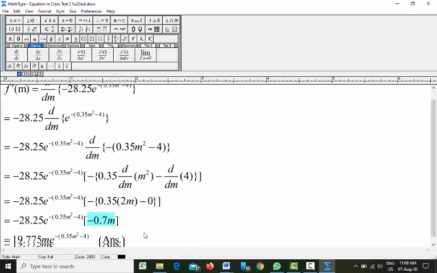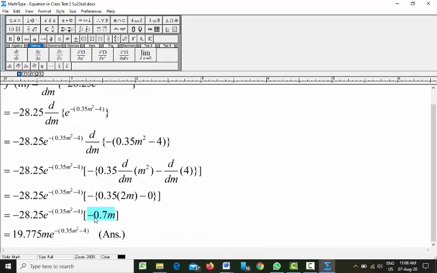So this minus will get multiplied by that minus to give a plus. Then if you multiply this 0.7 into 28.25, you will get 19.775, and then we will have m, and then we will have this one. So that's the answer.